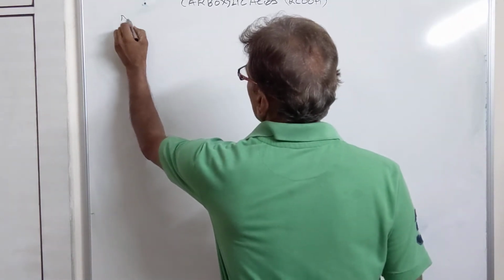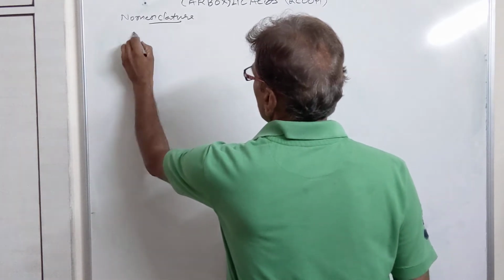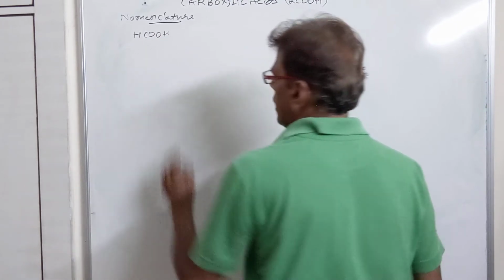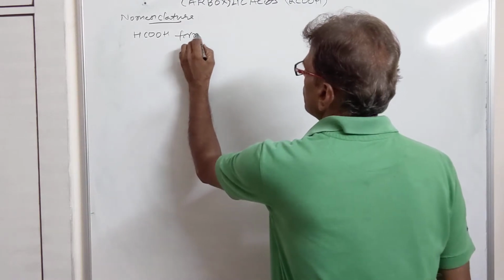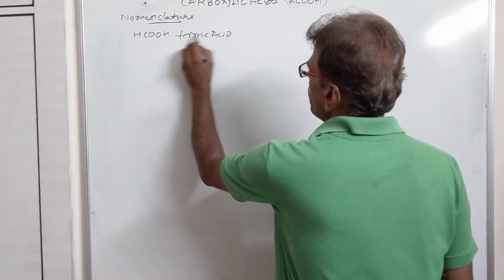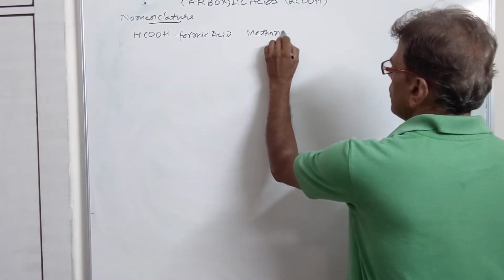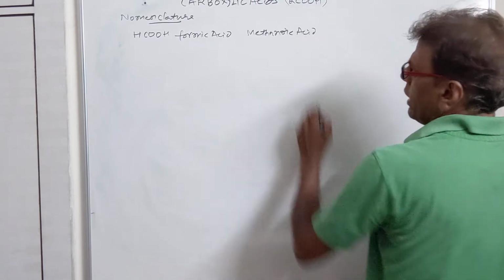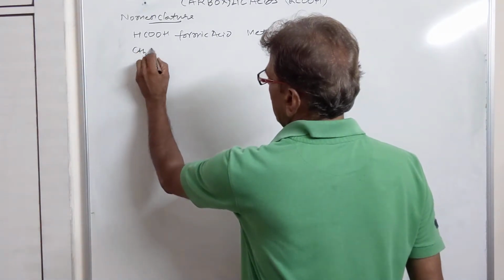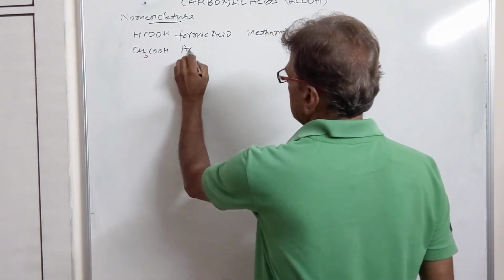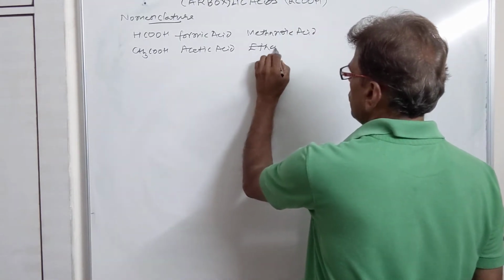Then we have the nomenclature of carboxylic acid. First member of carboxylic acid, aliphatic carboxylic acid, is HCOOH. It is called as formic acid. IUPAC name of this will be alkanoic acid. This is methanoic acid. Then we can get second member by adding CH2 to this hydrogen. We get CH3COOH. It is called as acetic acid. Then we have ethanoic acid, 2 carbon acid.